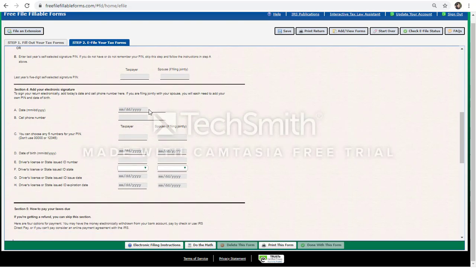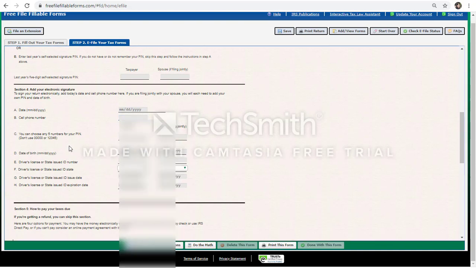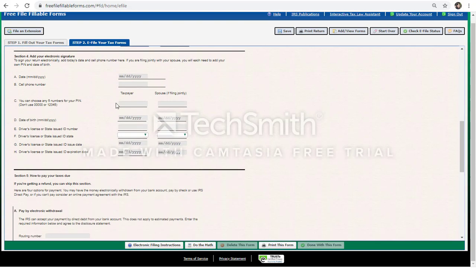You sign using today's date and your cell phone number. Again, I'm not telling you what's right or wrong, but based on my experience, it will go through if you put in a foreign cell phone number without the country code, as long as it's the right number of digits. And you choose a PIN. Usually the PIN is going to be the last 5 digits of your social security number. It's going to tell you can't use all zeros or 1, 2, 3, 4, 5. So pick some other random PIN. Usually most accountants use the last 5 digits of someone's social security number as the PIN.